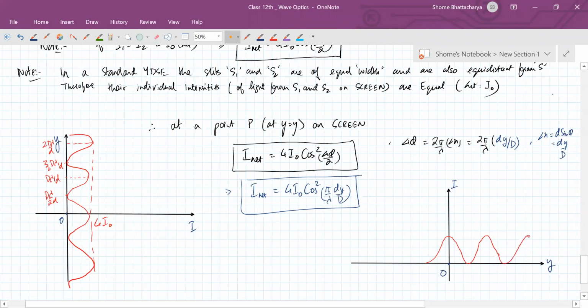You can see the intensity doesn't abruptly change from bright to dark. It changes like a cos square function, but every time you reach a position which is a multiple of D lambda by d, you reach a maxima. Whereas every time you reach an odd multiple or the midpoint between two maximas, you reach exactly that position where the intensity is tending to zero. So ideally speaking, there is no net intensity at all at that position. It should be a completely dark, zero intensity kind of position.